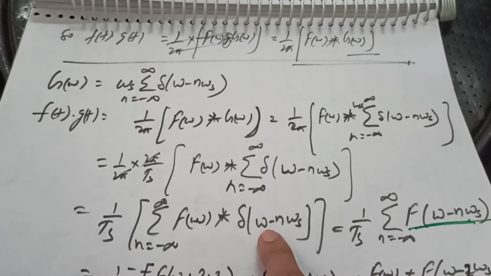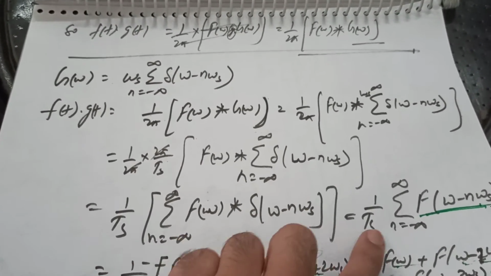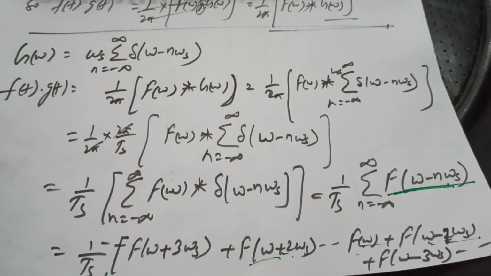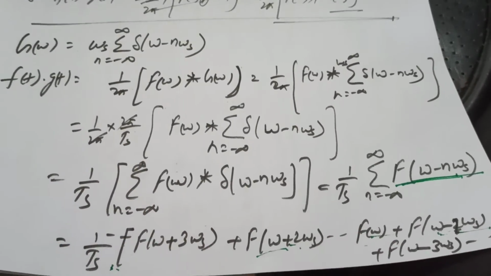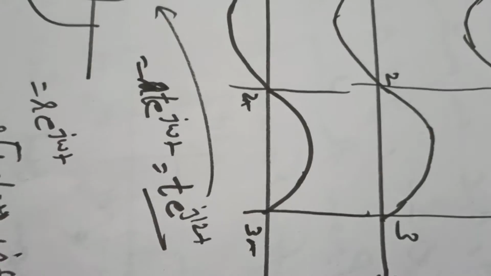And F of omega into delta n omega s. Now this summation simply implies that these all F functions should be added. So these are added like this, we will get the desired. Now what does this mean? The addition means that I would simply want to, now comes the important part.